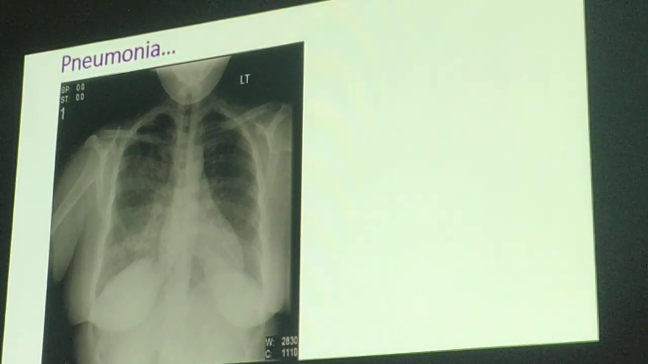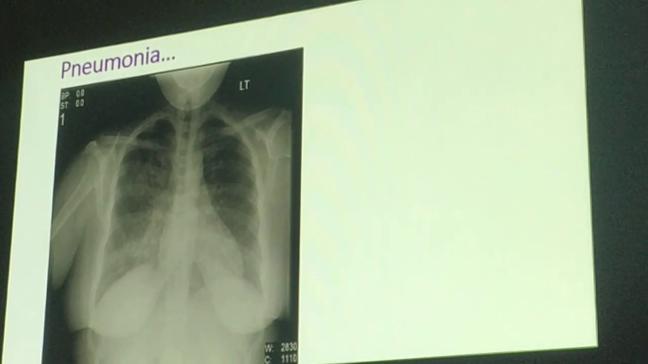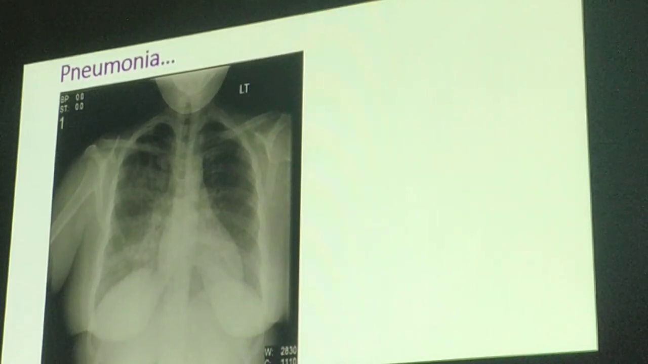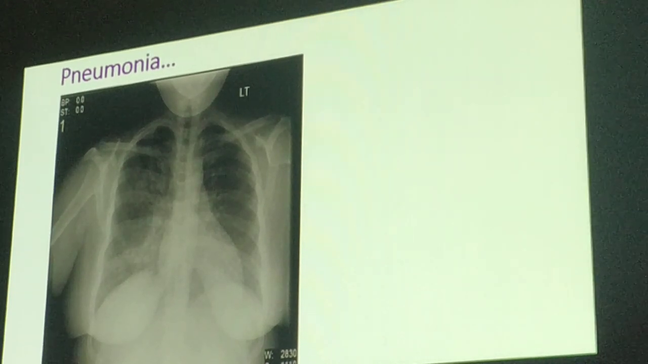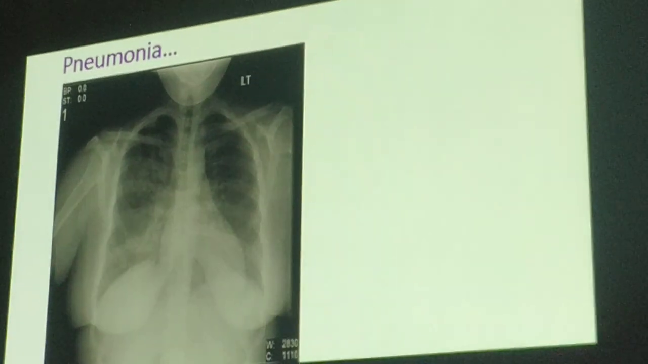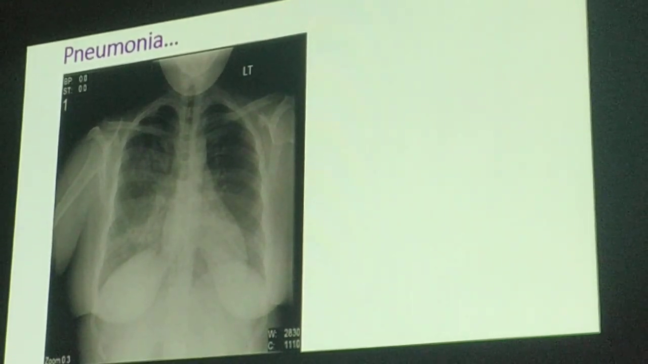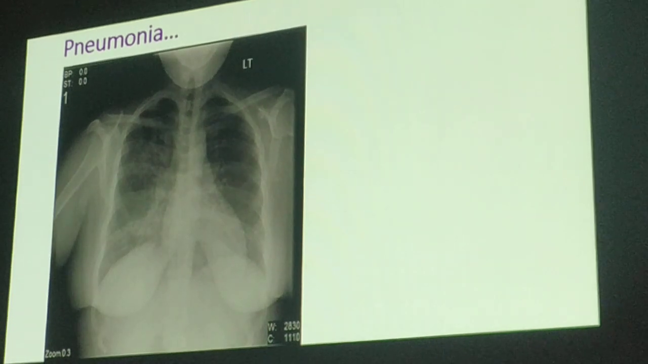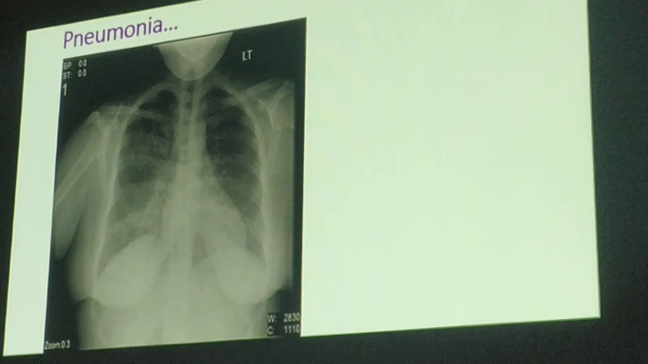This one. What do you think? Which side is affected, the right or the left lung? Which one is affected, right or left? It's both. Okay, more on the right. Haziness on both bases, more on the right. So, impression pneumonia bases. Okay?